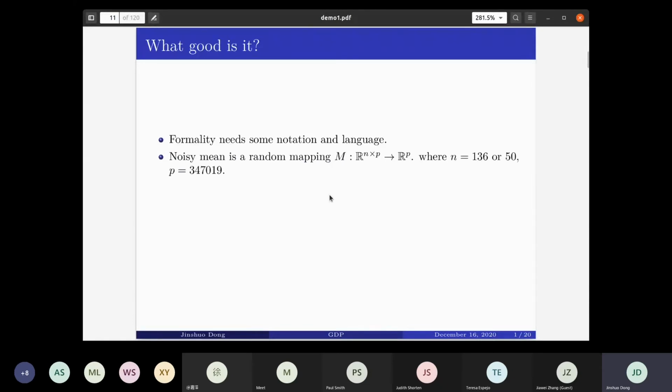So the noisy mean is a random mapping. Here n is the sample size, the number of people in the data set, and p is the dimension. Computing the perturbed sample mean simply involves computing the mean first and then perturbing it with a normal noise. So you're not going to get a deterministic vector here. You're going to get a probability distribution, which is a normal distribution.